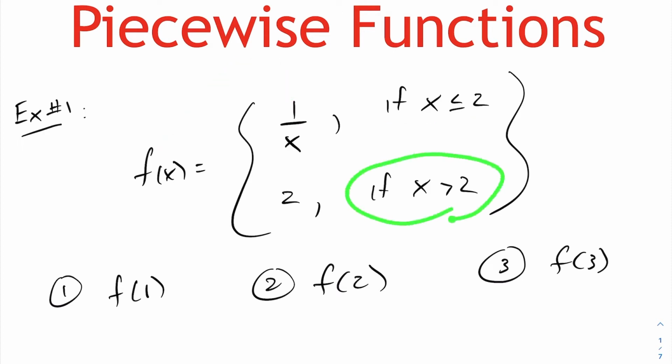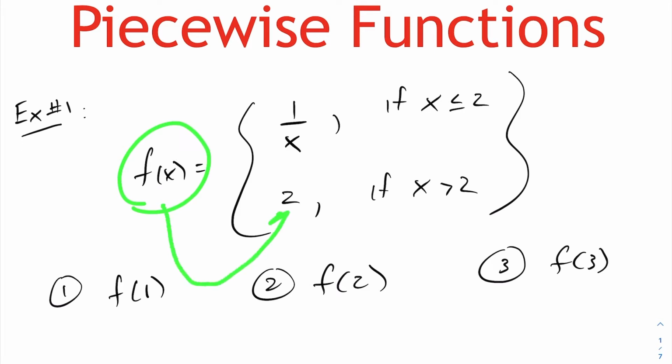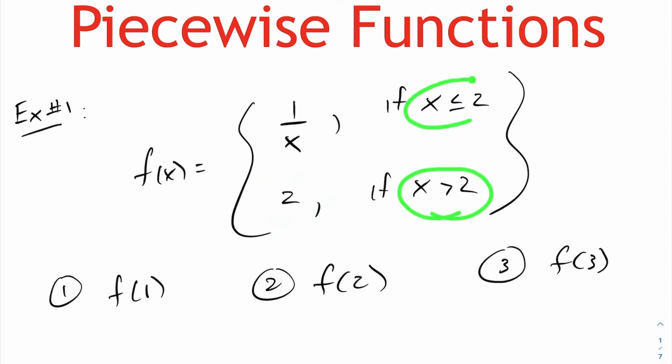After 2, so when x is greater than 2, the function is now going to be the function f of x equals 2. So what's going on here is you have a function that is being composed of a reciprocal function and then a horizontal line. And then they're put together, in this case, at 2.